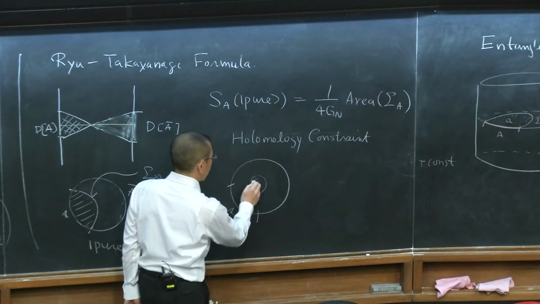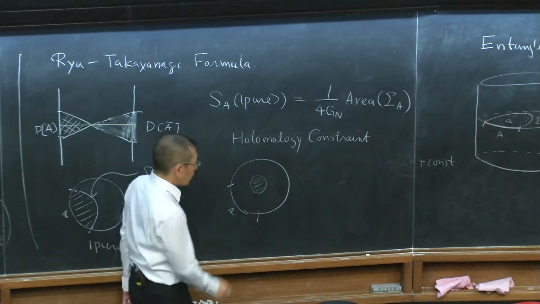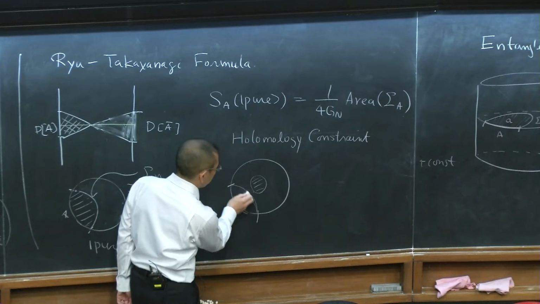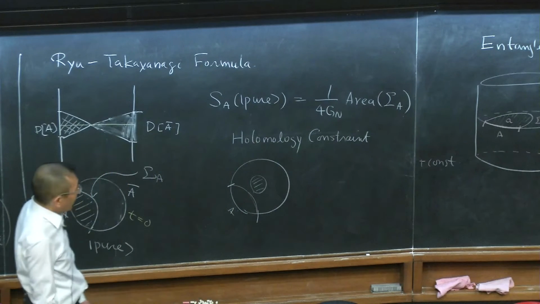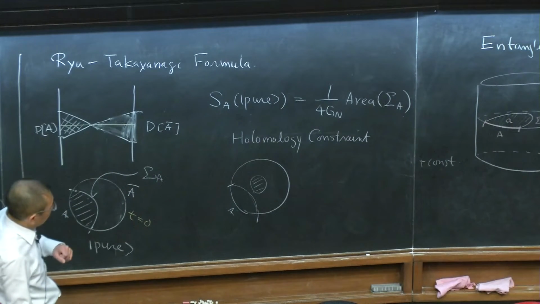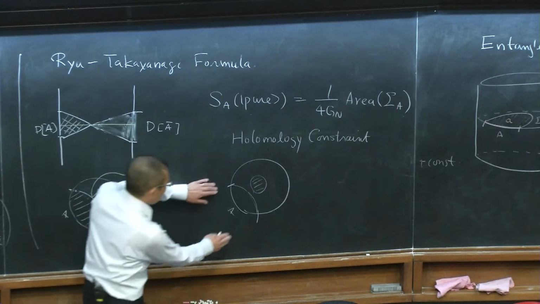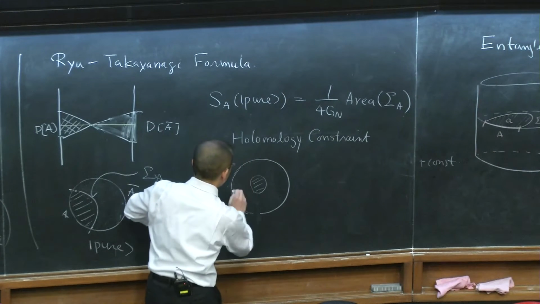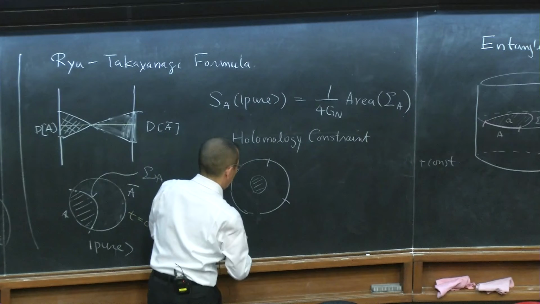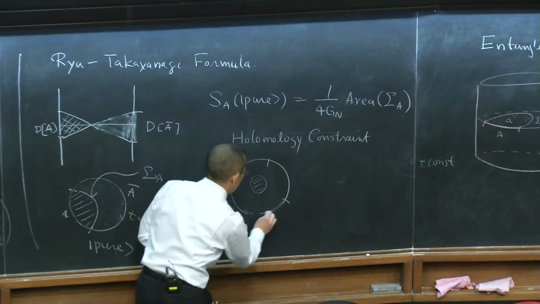So suppose you have a black hole and you have a horizon. If A is small, well, you can choose like this. Then this would be homologous to A. But suppose A becomes bigger, and then suppose A covers this region.